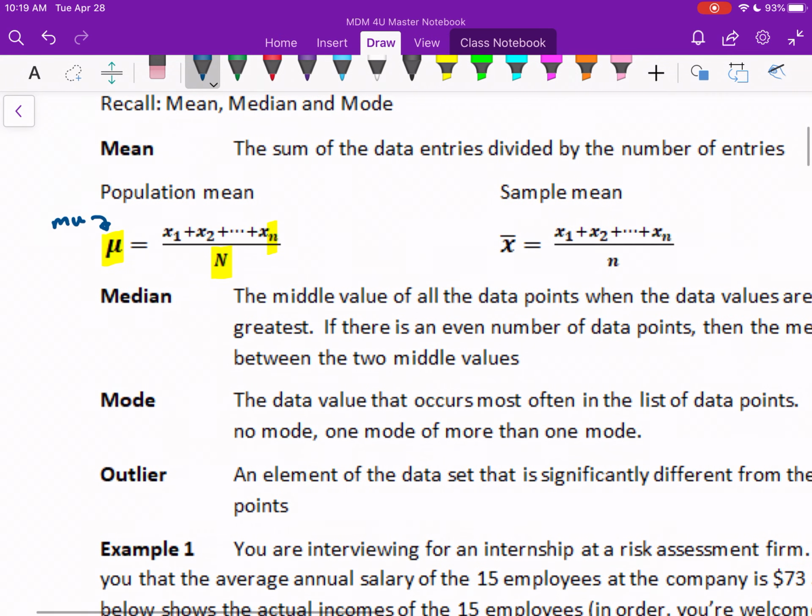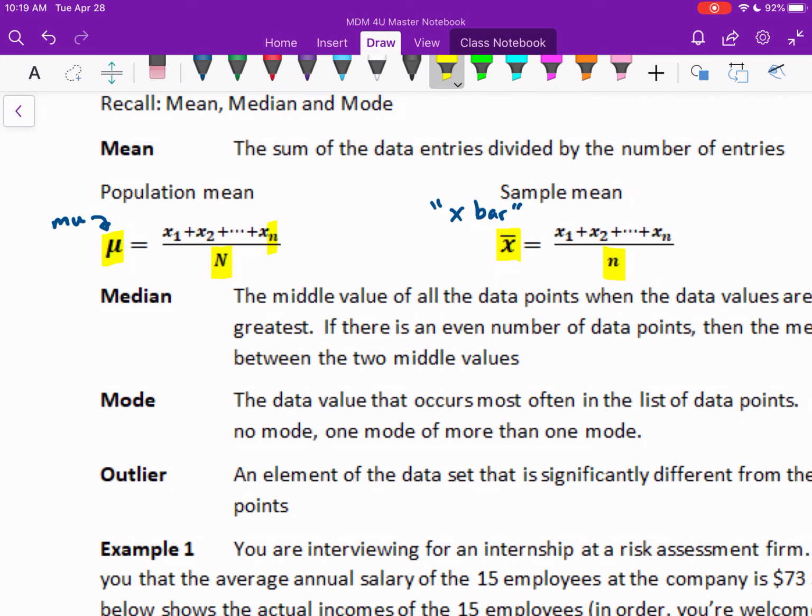Compare that to the one over here on the right, which says sample mean. It's the exact same formula. The only thing that's different is what the variables are. Now we use x with a bar over top of it. That's how I'd say it anyway, x bar. And we still add up all the different pieces of data. But in this case, all the pieces of data are represented by a small n. That shows us that we're dealing with a sample.